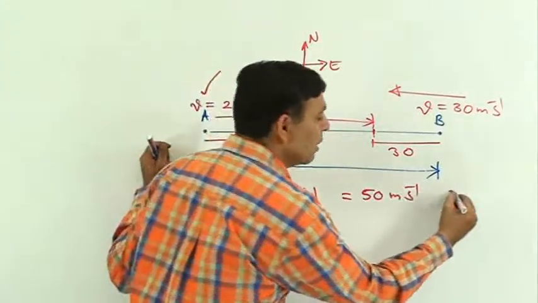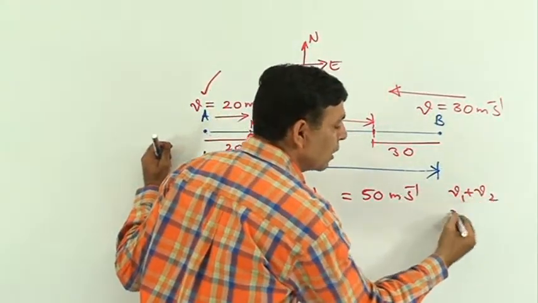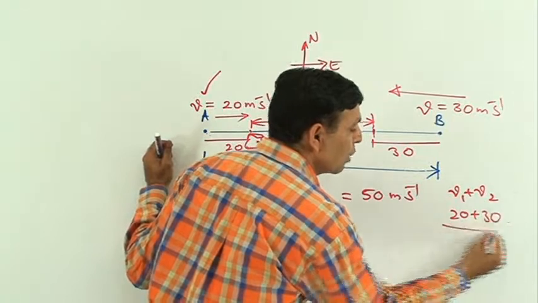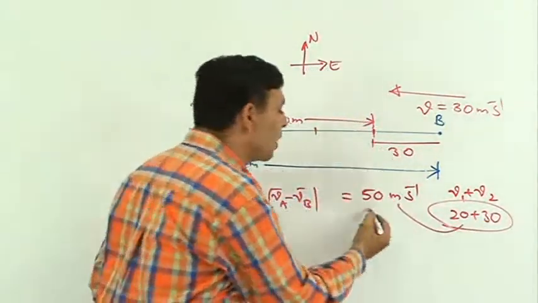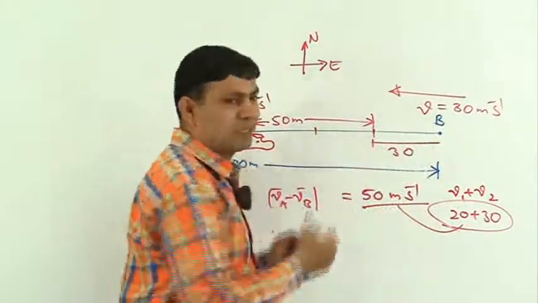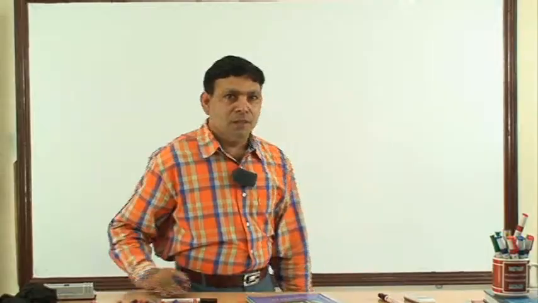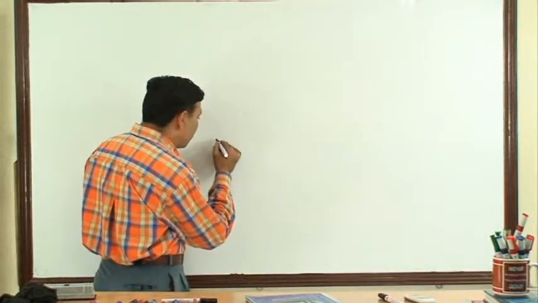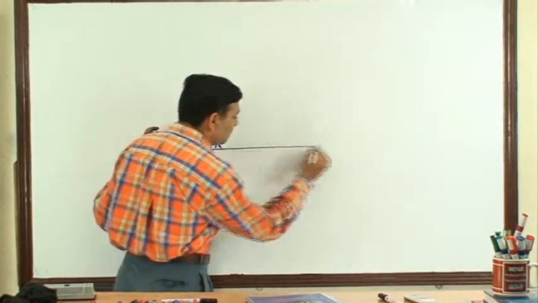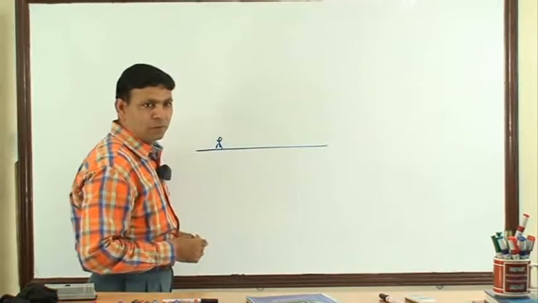That's what they mean when they say relative velocity becomes v1 plus v2, that is, 20 plus 30. So in 1 second you are covering 50 meters together. So we say the relative velocity's magnitude is 50 meters per second. Is that clear, everybody? Now let's apply this relative velocity concept to the velocity of the raindrops as seen by the person who is running on the road.